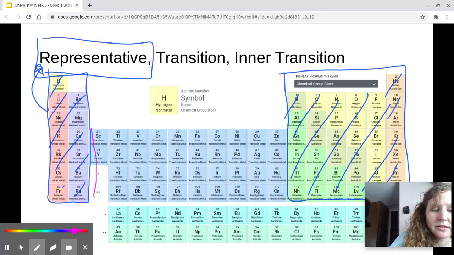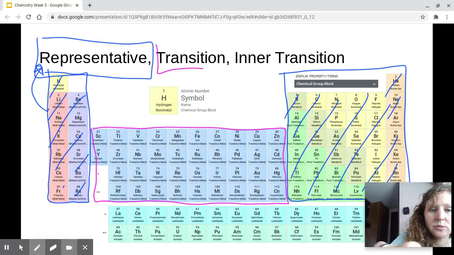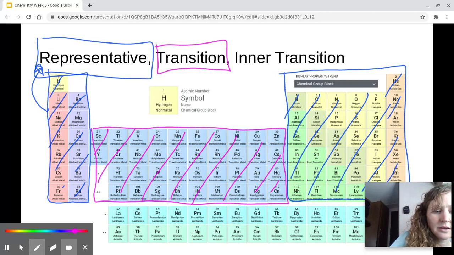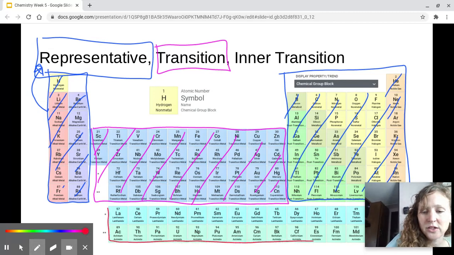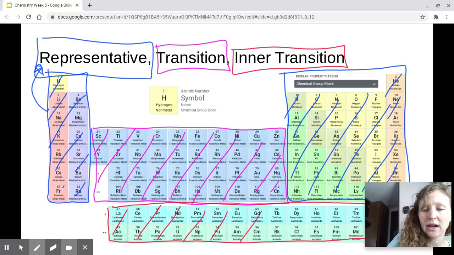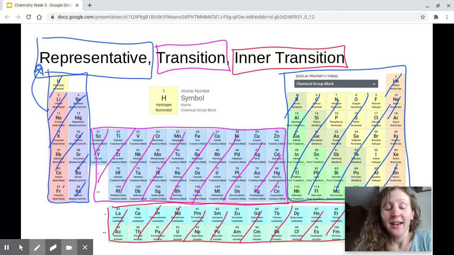Transition elements are going to be these right here. These would be transition elements. And then inner transition are going to be these, the lanthanide and actinide series down here. Okay, so after I have boxed representative, transition, and intertransition elements, you may notice something interesting. Anybody notice?